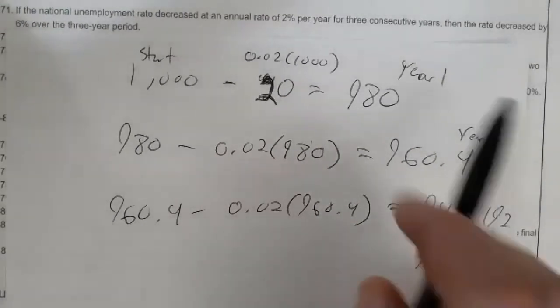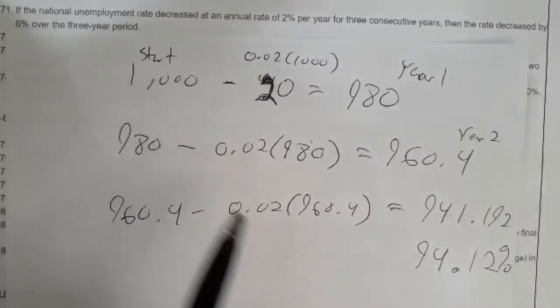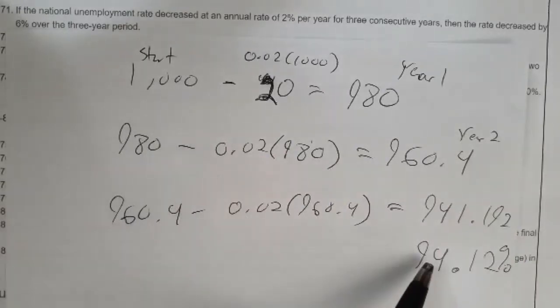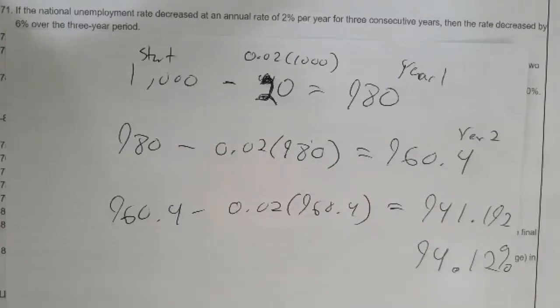So did this rate get decreased by 6%? Not quite. It got decreased by a little bit different, right? That 0.12 makes it not exactly 6%. It would be like 5.88, something like that, I think.